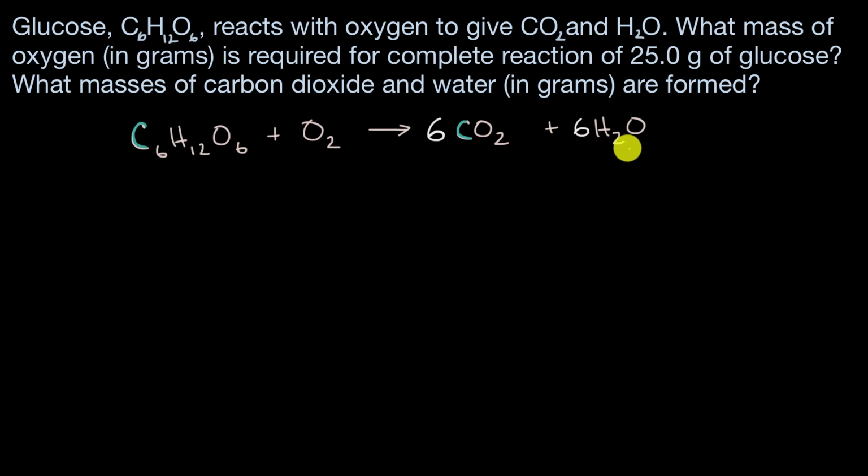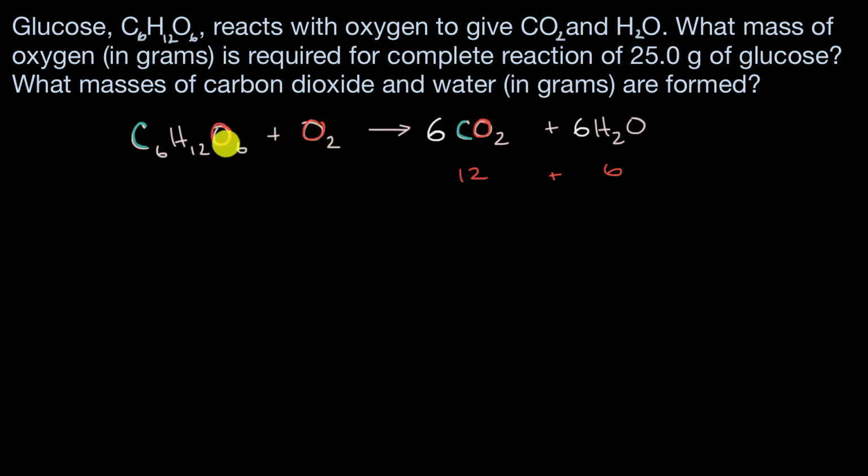And now last but not least, let's think about the oxygens here. On the left, we have 6 oxygens there, and then another 2 oxygens there. So that's a total of 8 oxygens. And on the right, I have 6 times 2, I have 12 plus another 6 oxygens. So I have 18 oxygens on the right-hand side, and I only have 8 oxygens on the left-hand side. So I have to increase the number of oxygens on the left-hand side.